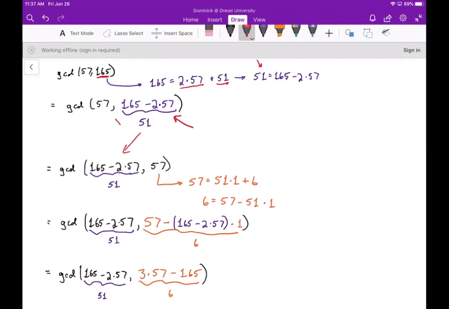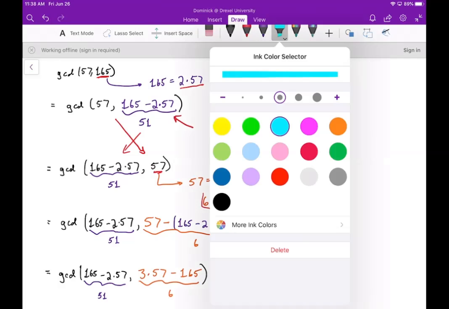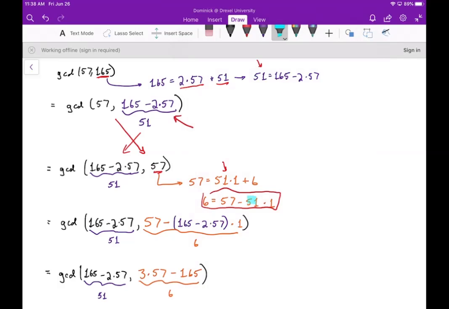Now, in the next step, we switch just to keep a smaller number first. And now I want to write 57 as a multiple of 51 plus a remainder. And if I do that, it's 51 times 1 plus 6. And then rearranging, we get that 6 is equal to 57 minus 51 times 1. Now, of course, remember that 51 we wrote as 165 minus 2 times 57. So that can go in here for our 51.